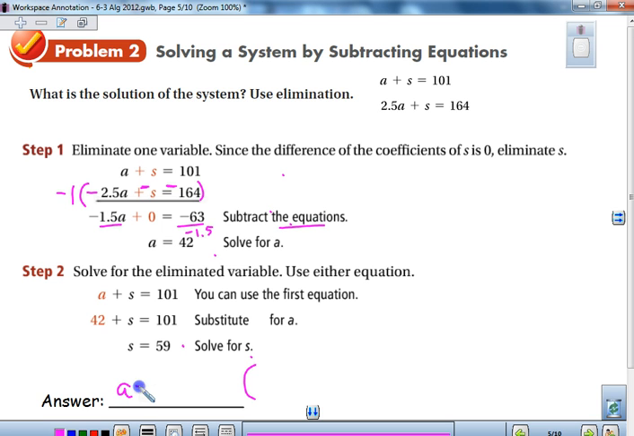And in this case, you could tell us A is equal to 42, and S is equal to 59. Or again, you can put it as an ordered pair, 42, 59, usually in alphabetical order, in this case, A and S.